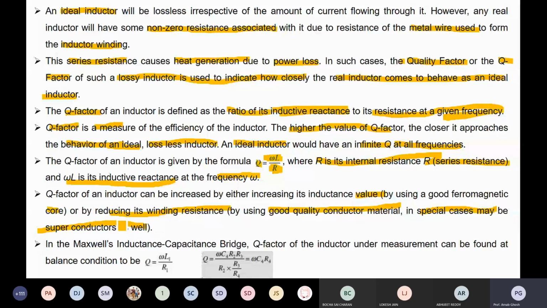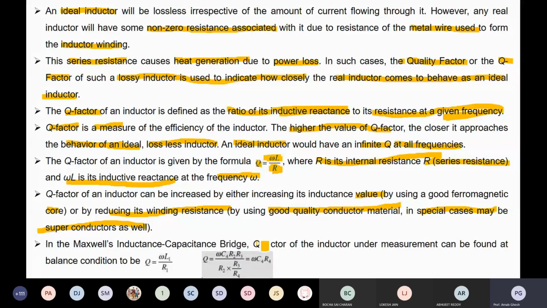And in the case of the Maxwell inductance capacitance bridge, what is the value of Q? You have to find out. In this case, your unknown values are R1 and L1. So Q equal to omega L1 by R1. Now you can replace the values of L1 and R1. You know L1 equal to C4 R4 R3, and R1 equal to R2 R3 by R4. Replacing them, finally you will get Q equal to omega C4 R4.